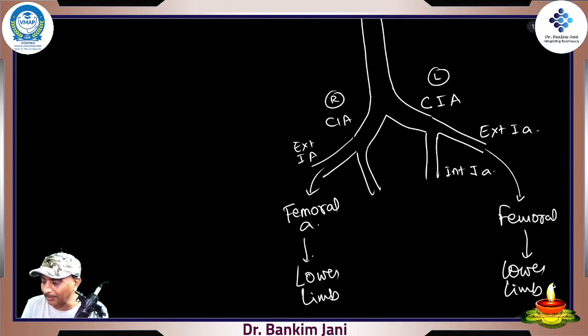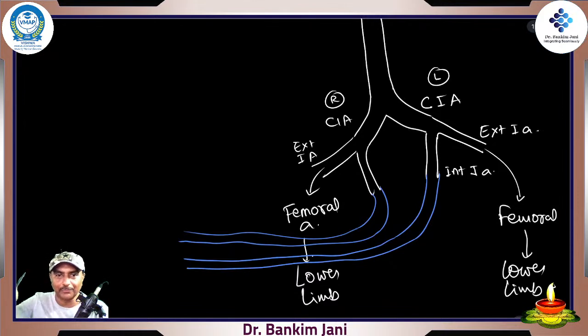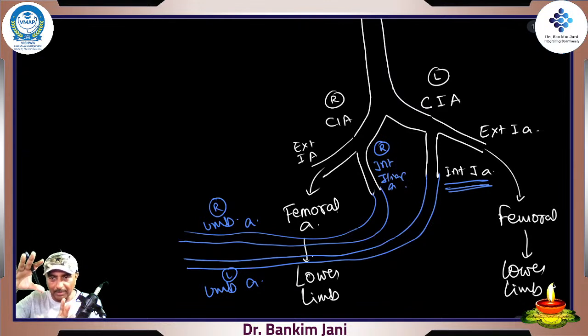Interestingly, now what happens is that this internal iliac, each internal iliac, gives rise to the umbilical artery, because it is going from the heart. So this is the umbilical artery. That's the reason we have two umbilical arteries. So this is the right umbilical artery, and the left umbilical artery, because they are emerging from the internal iliac artery. See how nice. Every time, mixed blood is circulated.